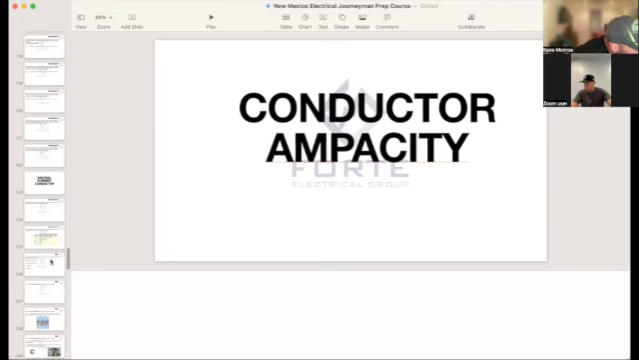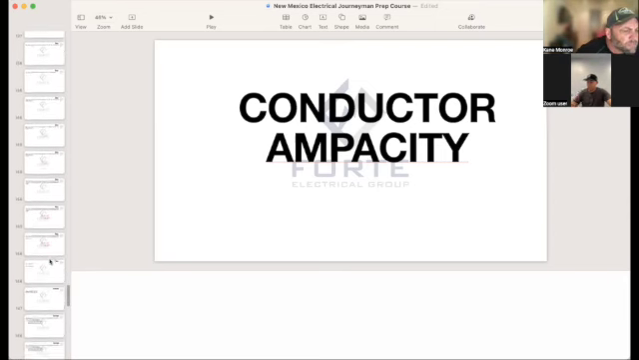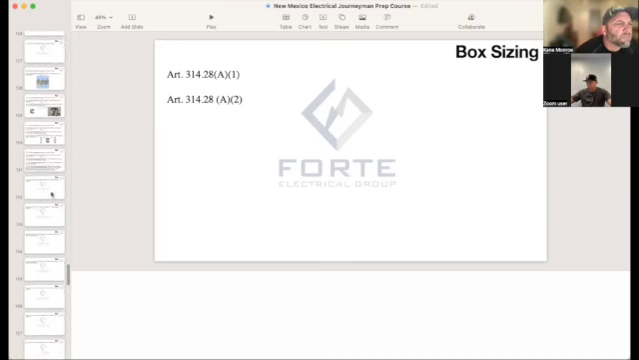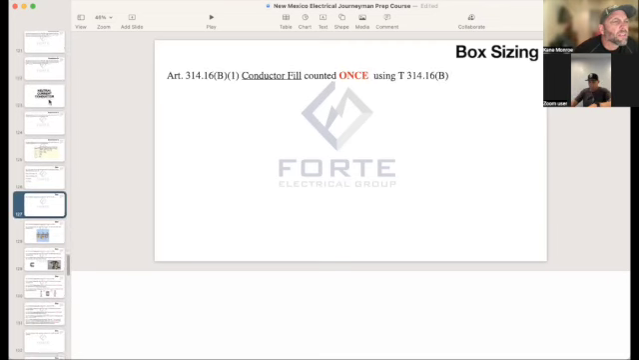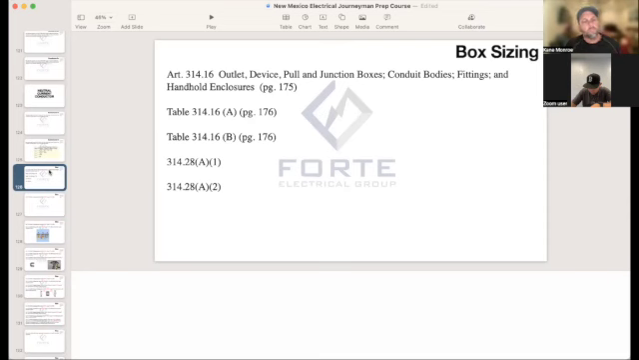What else are we going after? Box fill. Let me get there. There we go. All right, let's get the code book out. And we're going to be dancing around 314.16 and 314.28.